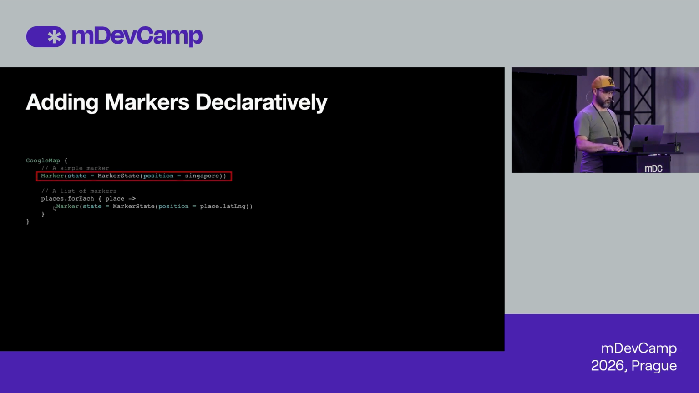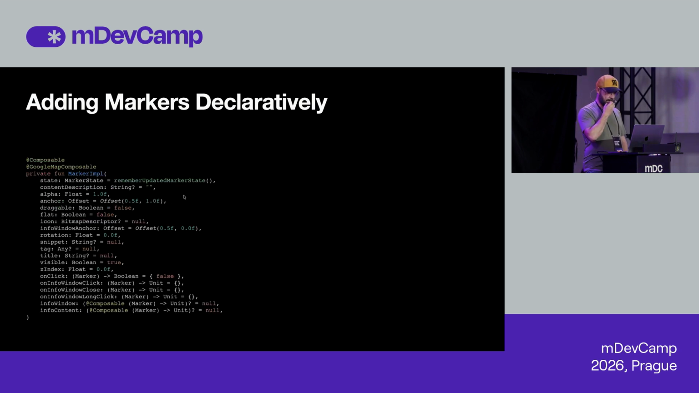Here we have Google Map passing a marker internally inside the content. And then if we want, for example, to place a list of markers, it would be as simple as this. We have a list of places, and for each of them, we create a new marker using the lat and long from the place that you have just extracted from the list.